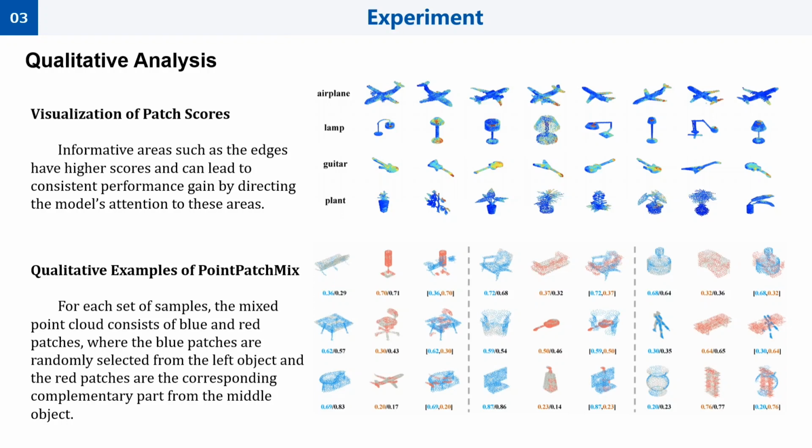The diversity of target values and patch ratios in the generated point clouds highlights the effectiveness of our proposed patch scoring module. By generating targets based on patch contents and emphasizing important regions during training, PointPatchMix enables the network to focus on informative areas, resulting in improved point cloud classification performance.